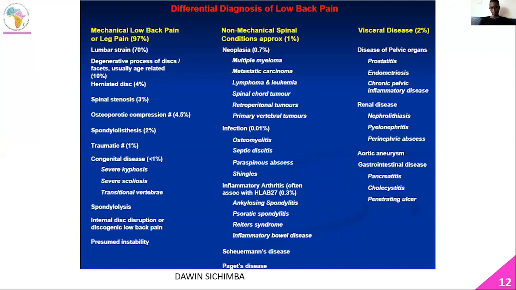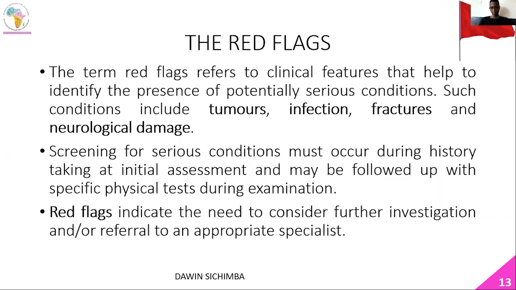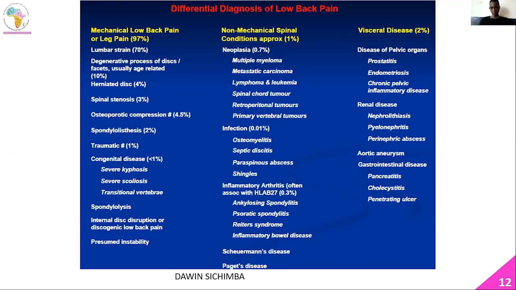Okay, so it's very important also to take note of the term severe kyphosis, because remember we already mentioned that the cervical and thoracic vertebra tend to show that scoliotic kind of curvature. Then we also have other internal disc disruption or dysgenic low back pain. Then we also have presumed instability. Then under the non-mechanical disorders, rather spinal conditions, these account for only approximately 1%.